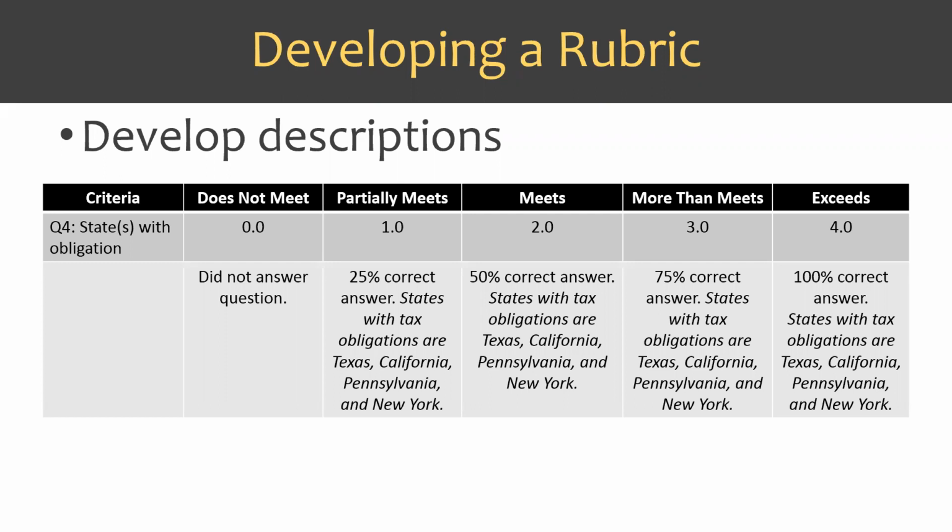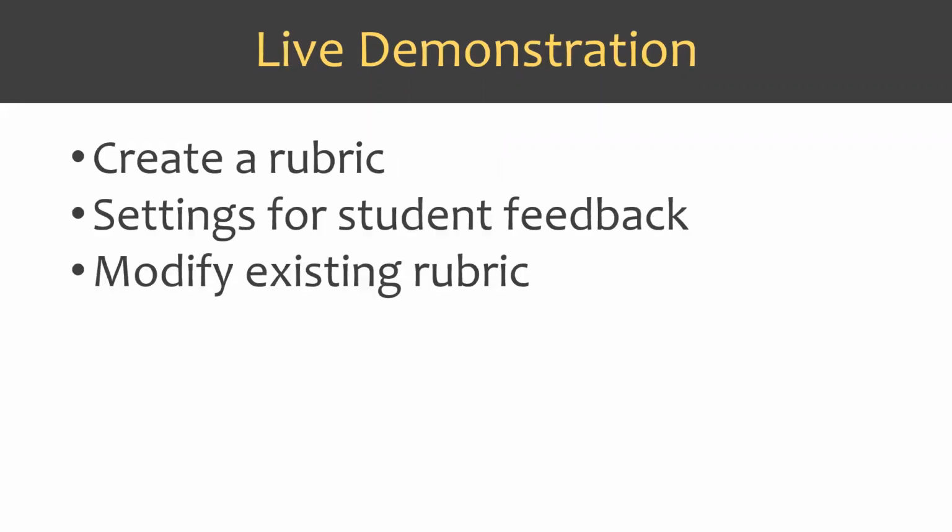So we go through those very specific steps: creating your criteria, creating your level of achievement, figuring out the points that you want applied to each criteria, and then developing your description. So that's your foundation. Once you do that, you're now ready to create the rubric in Blackboard, and that's what we're going to do next.